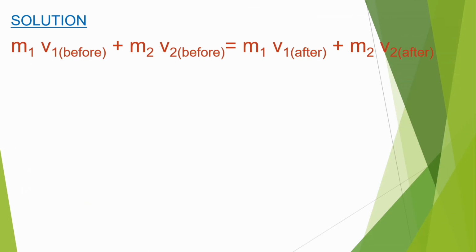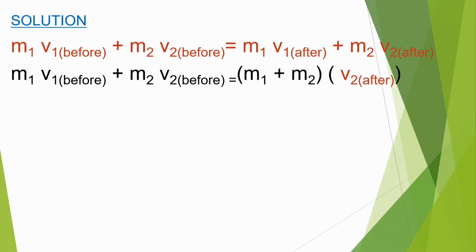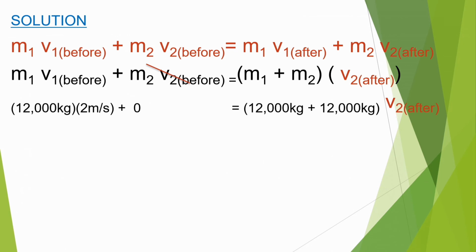So the mass and velocity of railroad car A is 12,000 kilograms with a velocity of 2 meters per second. And the momentum of car B is 0 because it is at rest. After the collision, the two cars stuck together will now move as one, so their masses will be added. So we have m1 plus m2 multiplied by our v sub 2.